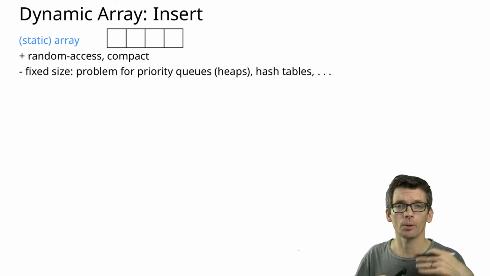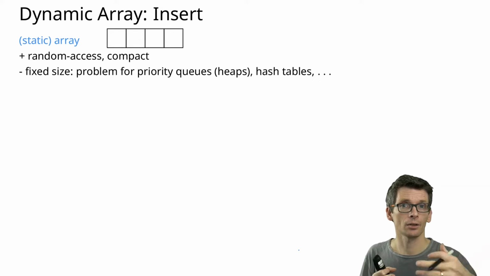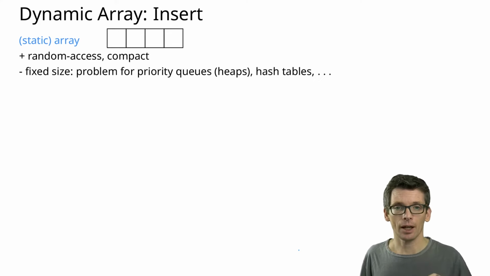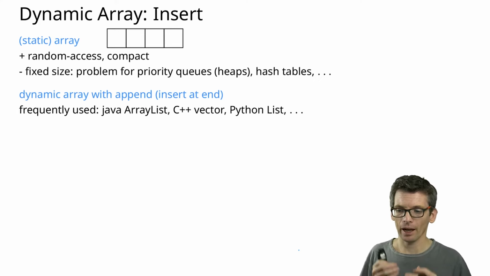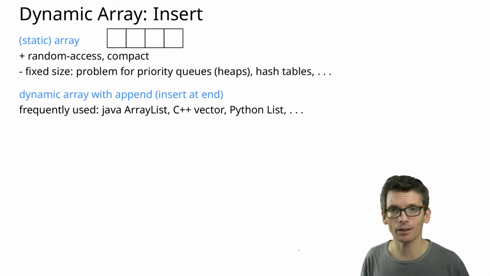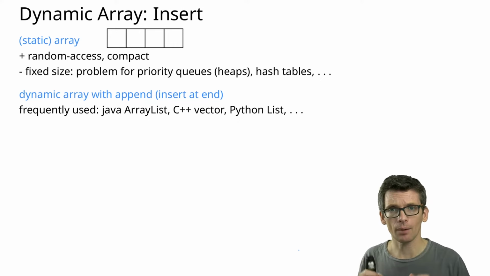For instance, if we implement priority queues, so if we want to have heaps, we want to have variable size. Hash tables, we also often want to have variable size, so that if we inserted too many elements, if it becomes too full, we again have enough space. We can achieve this with a dynamic array: an array with an append operation where I can insert an extra element at the end, going beyond what would have been the fixed size.